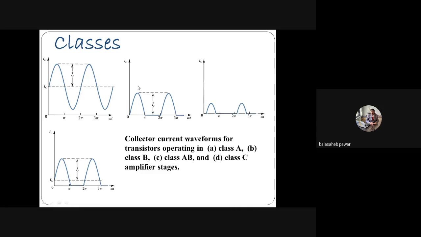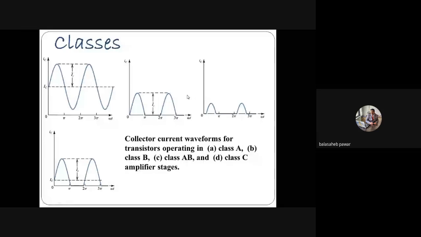So this first one is the collector current waveform for class A. The second one is for class B. Am I right? Now see, the next one, that is class C. Okay. The transistor is biased somewhat below the x-axis.